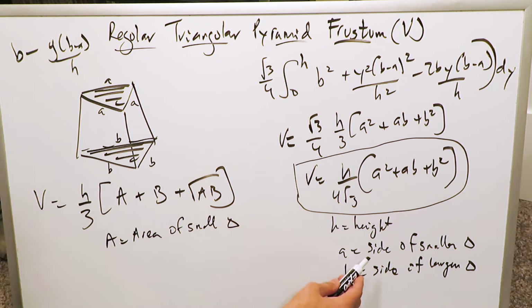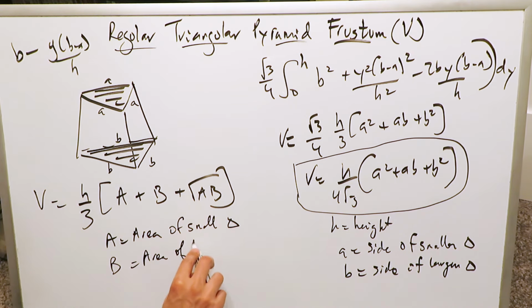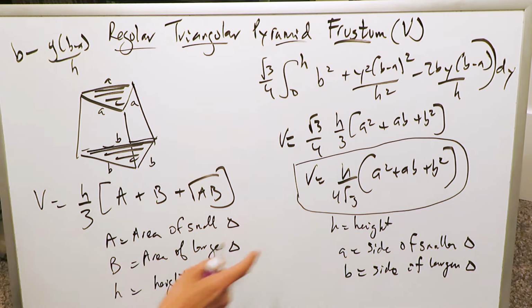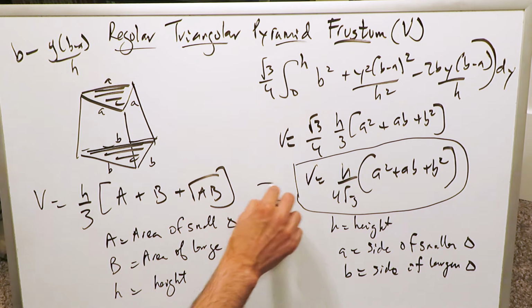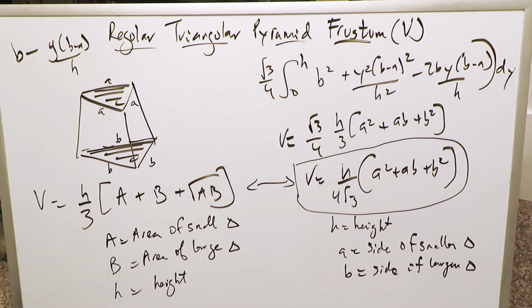Here we're talking about sides, here we're talking about area. B will represent the area of the large triangle. H here is just the height in terms of a dimension. It's no different than this. Now we need to reconcile between these two, and I will show you.